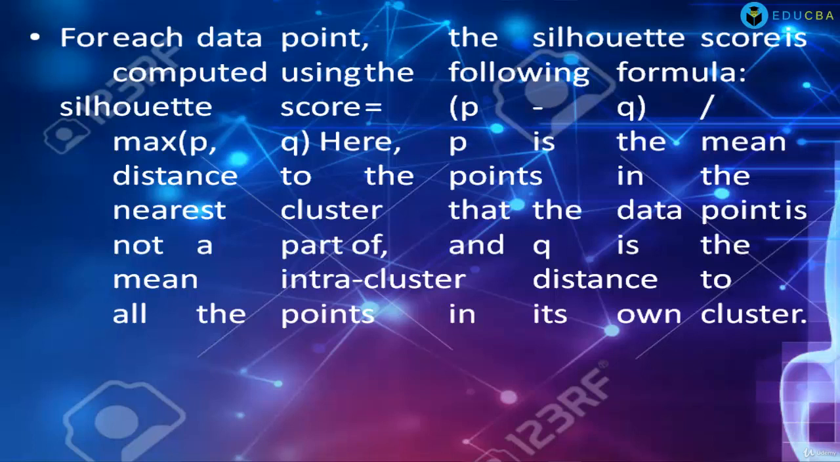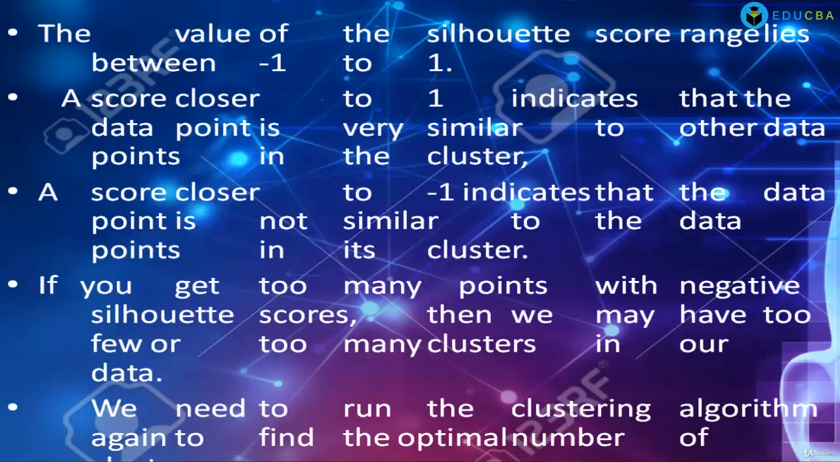So you will calculate the distance to every data point in your own cluster, and then you will calculate the average. That becomes your mean intra-cluster distance to all the points in your own cluster. So that is your Q, related to the own cluster, and P is related to the distance to neighbor clusters. So that was the formula. Using that formula we can calculate the Silhouette score for our dataset.